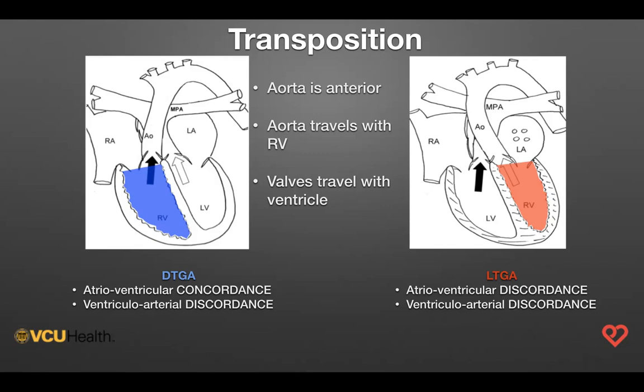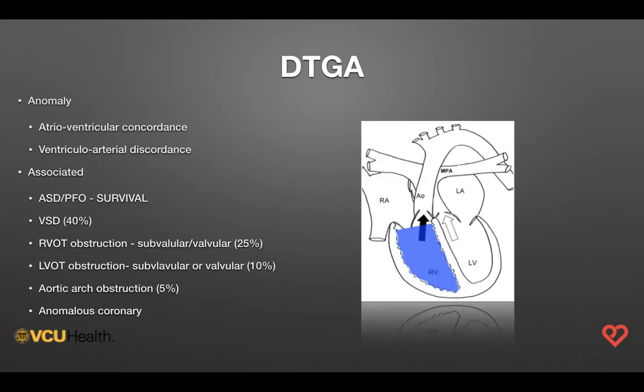With L-transposition, you have two discordances, and therefore you can live and not need surgery. So now you have atrioventricular discordance because the right atrium is connected to the LV. You have ventriculo-arterial discordance because the LV is connected to the PA. So with transposition, you've got to look for concordance and discordance, okay?